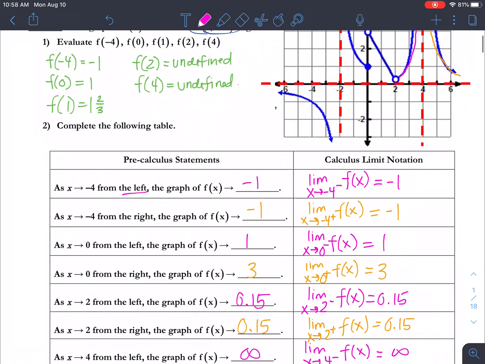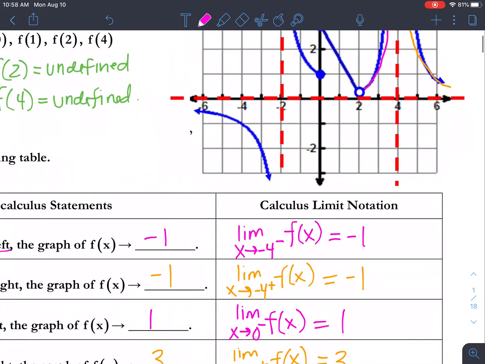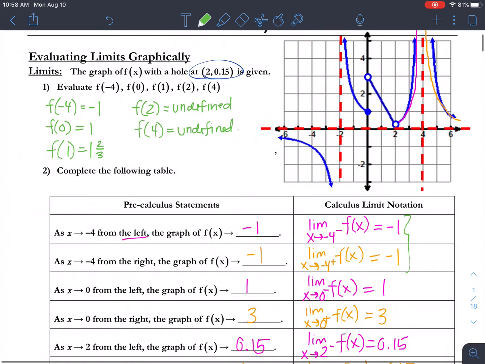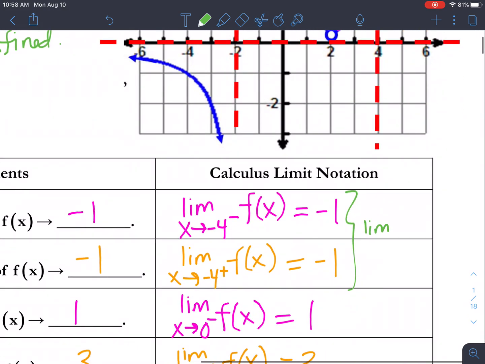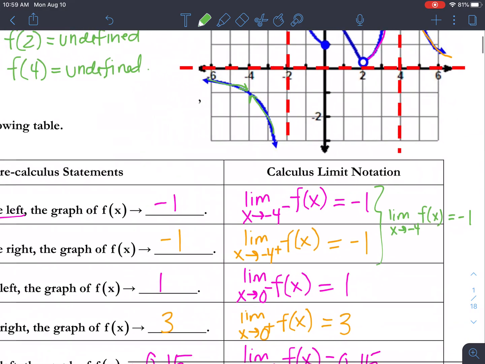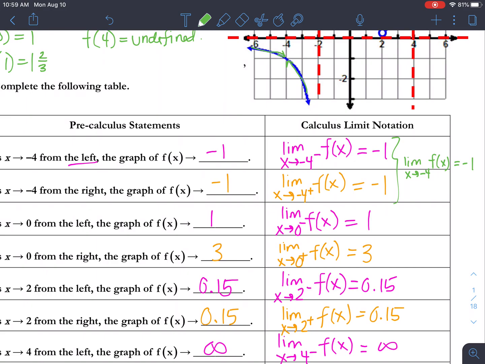So let's actually scan back up here and kind of check this out. So what if I asked you, take these 2 points, this was for -4. What if I asked you in general, what happens as we approach -4 for f of x? Well, if from the left I approach -1, and from the right I approach -1, overall, the limit as we approach -4 is -1. So that limit does exist.